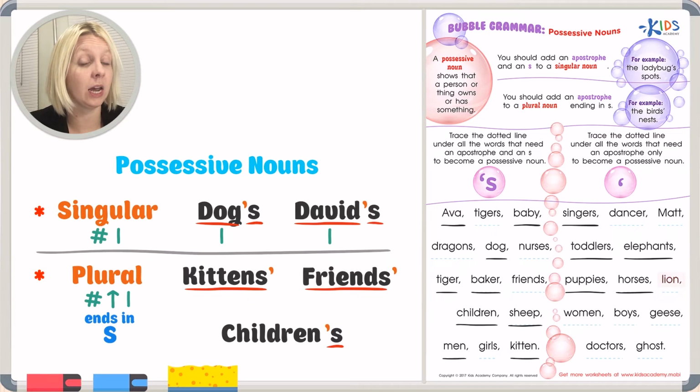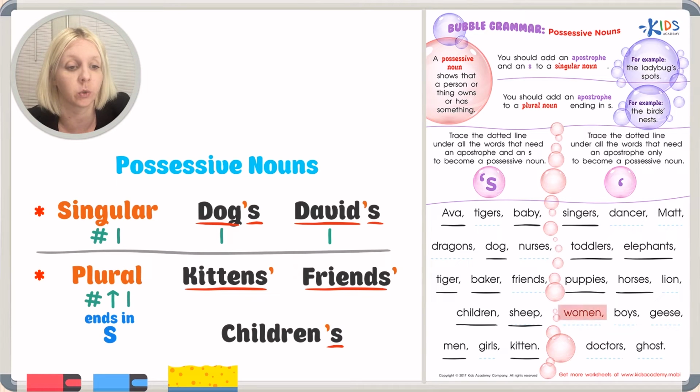The next one is lion. How many are we talking about? Just one, so we're not going to do anything to this one. Let's go on to the next one. The next one is women. Women is plural, which means there's more than one, but this one does not have an S at the end. So this one is kind of an exception, like children. Whenever we have the word children, we would put an apostrophe S. So on this one, we're not going to put an apostrophe S.